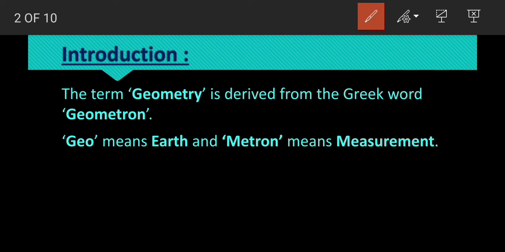That is, geometry means the measurement of earth. Measurement of earth is known as geometry. While we are measuring anything on the earth, any substance or any object, that is known as geometry.